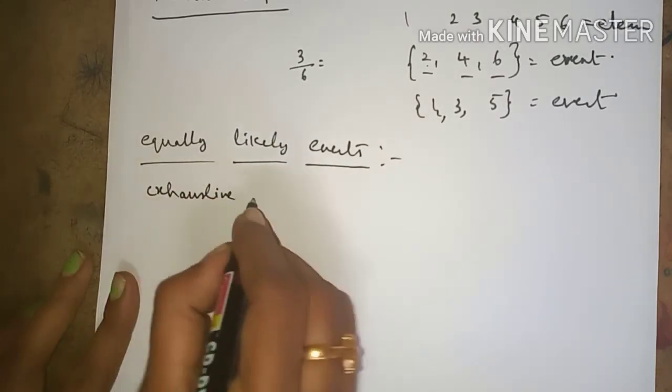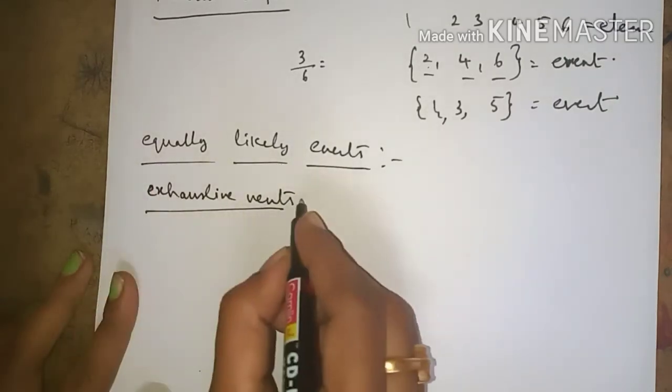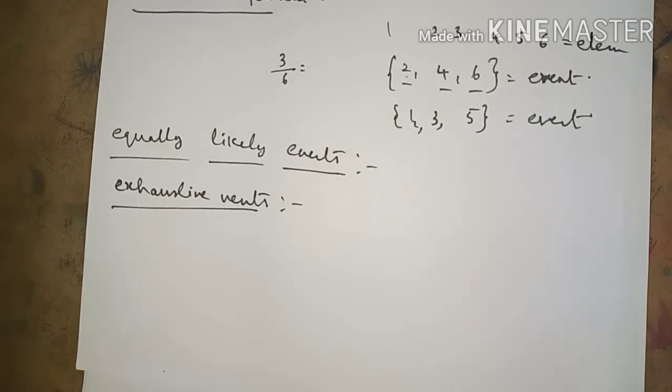The next one is exhaustive events. All possible outcomes in any trial are known as exhaustive events. If you toss a coin, how many exhaustive events are there? Two exhaustive events are there, because if you toss a coin we may get either head or tail. Total possible outcomes are 2.